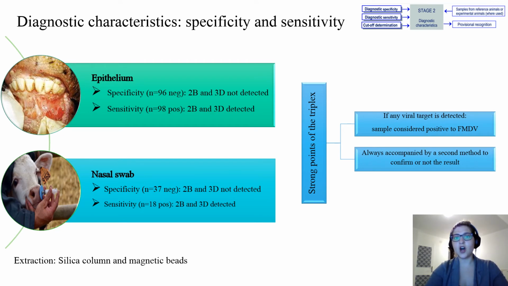The strength of the triplex is that even if there are mutations in one of the 2B or 3D targets, if the other target is detected, then the sample will be considered FMDV genome positive. If the sample is considered positive, it will be confirmed or not by a second technique.